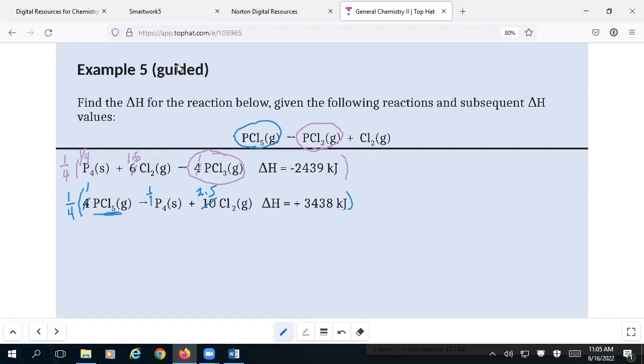So negative 2439 divided by 4 is negative 609.8 kilojoules. 3438 divided by 4 is 859.5 kilojoules.